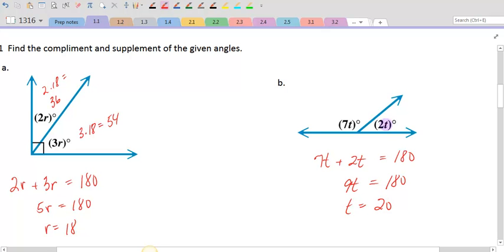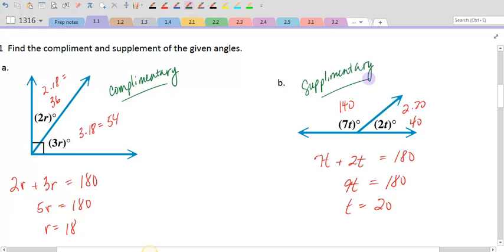And again, I would go back and plug in what t is. So I would say 2 times 20. So in other words, this angle over here would be 40. And this angle over here would be 7 times 20 or 140 degrees. So just so that you make sure you understand, this over here with the straight line, we have angles that are supplementary. These angles over here, because of that symbol, show me that they are complementary. Two separate angles and how you would find their given values.